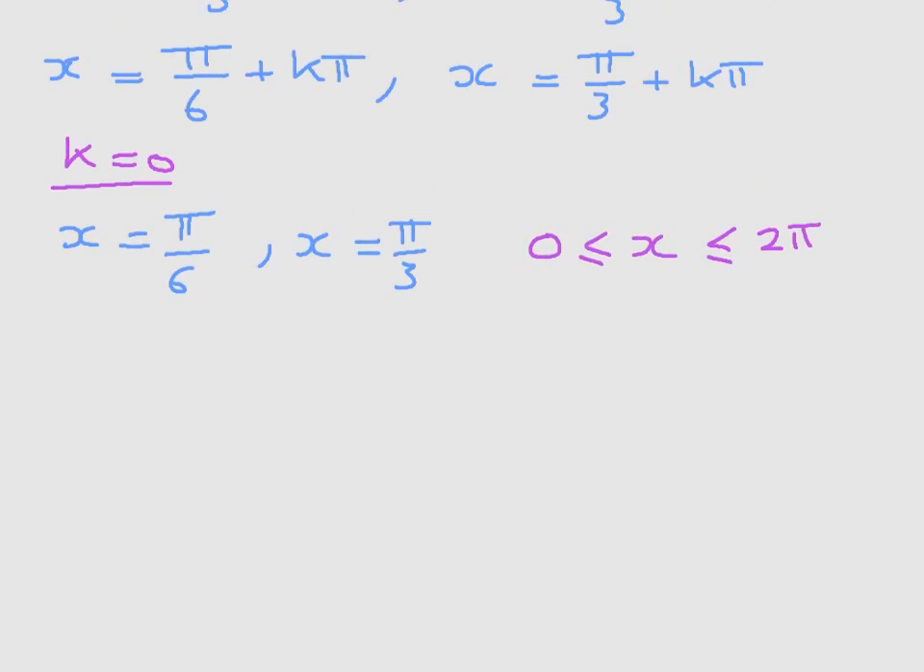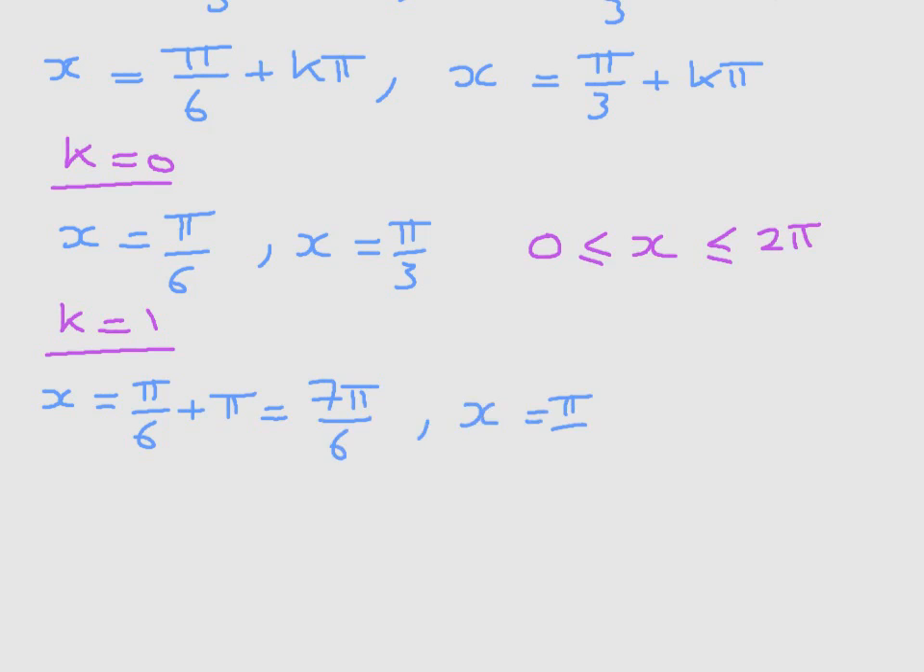The second value for k that we'll take is 1. Let's see what that yields. If k is equal to 1, the first equation will give us x equals pi over 6 plus pi, which leads to 7 pi over 6. That's also less than 2 pi and definitely bigger than 0, so it's fine. The second equation will lead to x equals pi over 3 plus pi, which leads to 4 pi over 3. That's also fine, because it's less than 2 pi and greater than 0. Remember, 2 pi would be 6 pi over 3 here. So as long as we don't reach 6 pi over 3, we're safe.